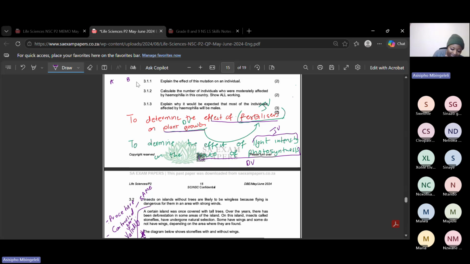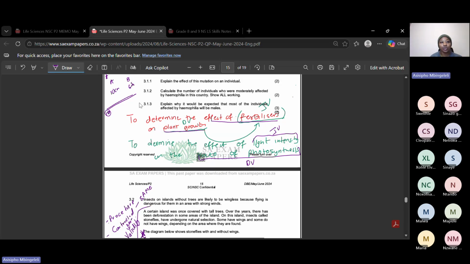Plant A is the plant where I added a fertilizer. So every second day, I was adding a fertilizer on plant A, and I was not adding a fertilizer on plant B. Then at the end of the investigation, let's say I've done this investigation for 10 days, I measured the height of the plants. Plant A was measuring 10 centimeters, and plant B was measuring 6 centimeters.